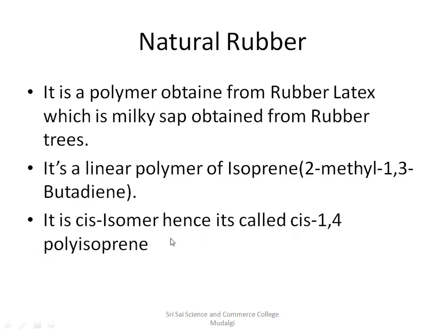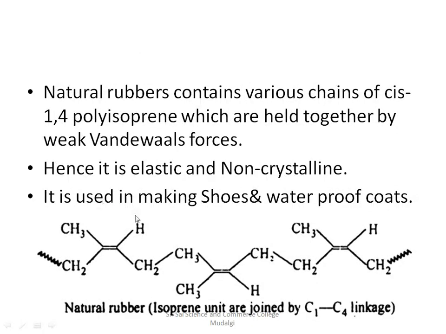Cis 1,4 polyisoprene. So what happens to isoprene units? This is a monomer. This monomer reacts and becomes a polymer. So that polymer results in the formation of what? Natural rubber. So to name the monomer of natural rubber, we can say isoprene, which is nothing but 2-methyl 1,3 butadiene. So you can see the structure here. I'll tell you the structure here, right?